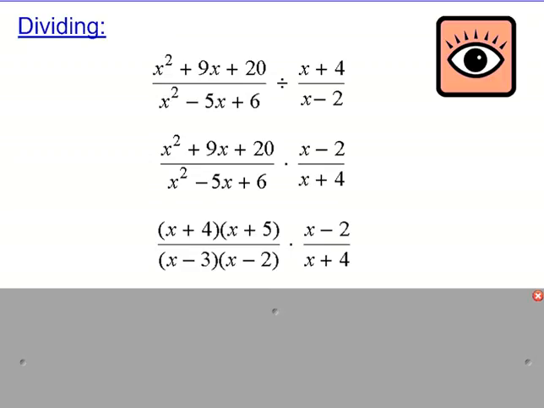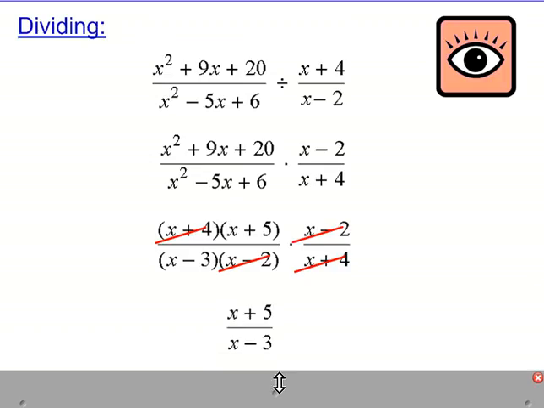And when we do, we get x plus 4 and x plus 5 for the numerator. And for the denominator, we're going to get x minus 3 and x minus 2. We're going to cancel binomials that are alike, so we're going to get rid of the x minus 2 and the x plus 4. And remember, there must be one in the numerator and one in the denominator to cancel, because that will give us 1. And that leaves behind x plus 5 and x minus 3. So let's sit here and practice a few problems.